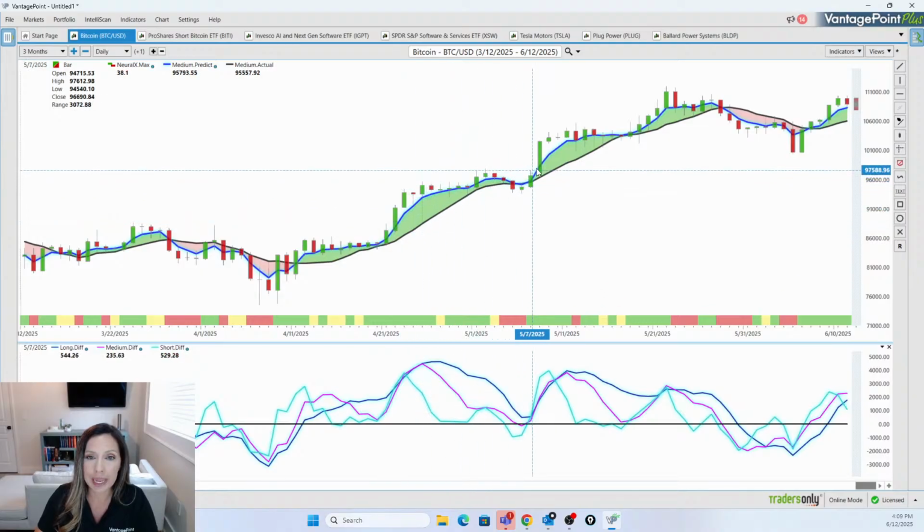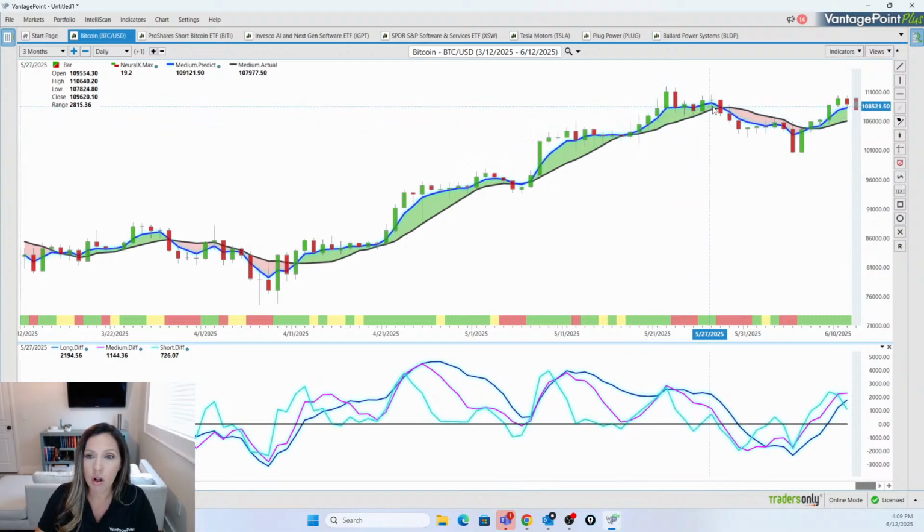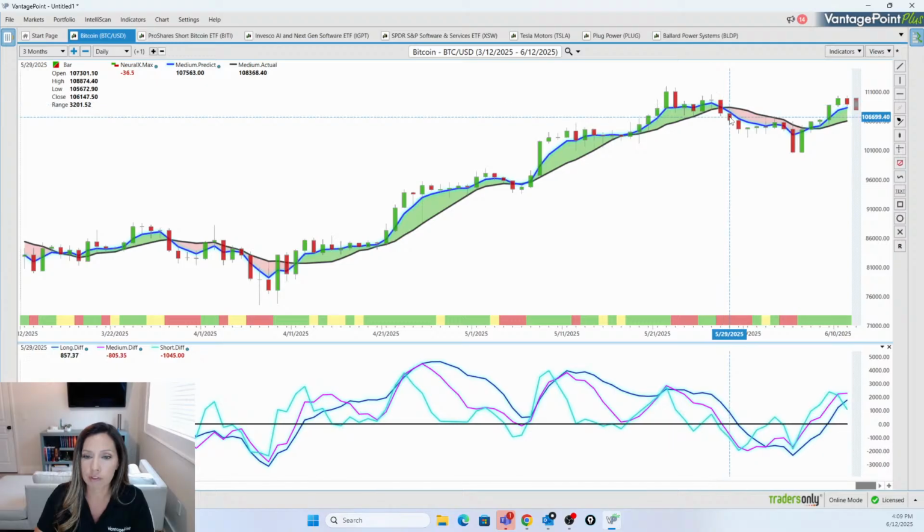That blue line remains above that black line the entire time here, all the way until 528. So 528 is where we really get this shift in direction, and if we even want a further confirmation here, we could call that 529.